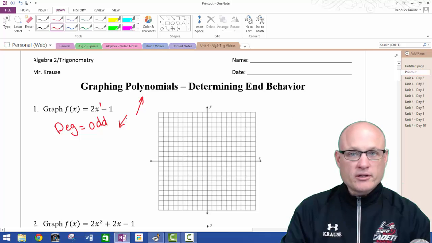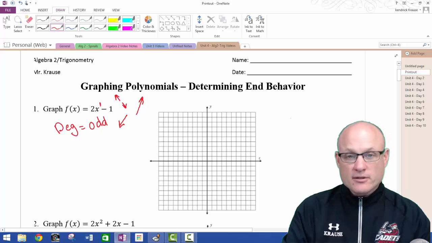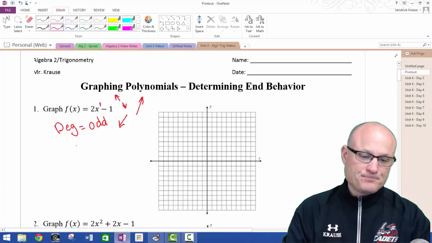Whether it be a cubic, a 5th degree polynomial, a 7th degree polynomial, it'll go up in one direction and down in another. Now, whether it goes up this way and down this way, or the other way around, that's to be determined. We're going to talk about that.